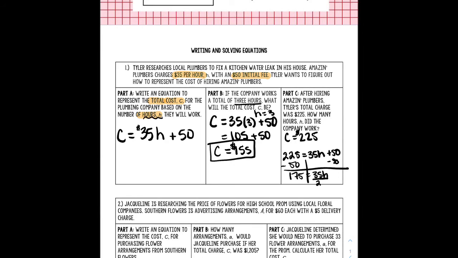35H. To get H by itself, this is multiplication. So to undo multiplication, I need to divide. So I'm going to divide both sides by 35. And H equals 5.